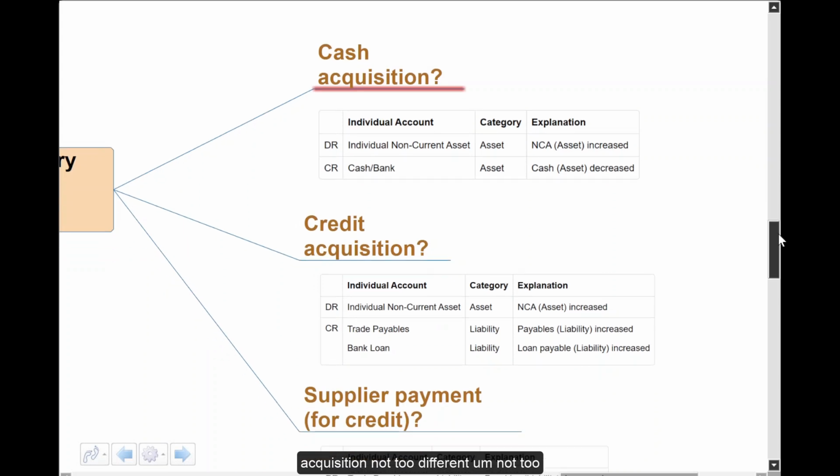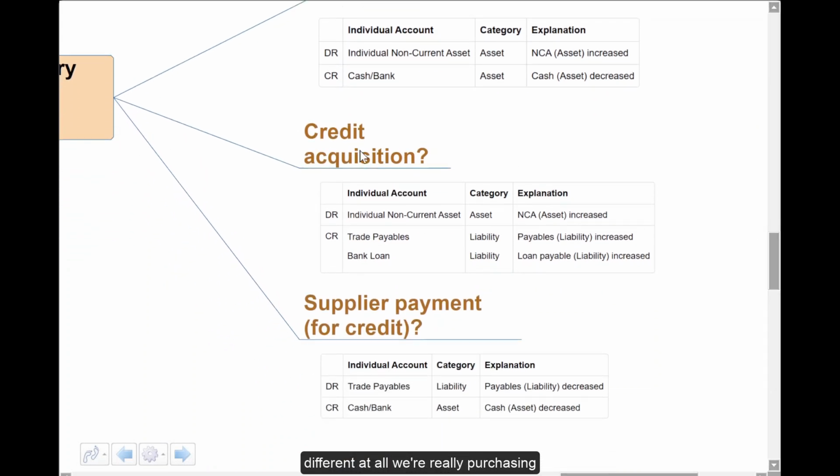What about a credit acquisition? Not too different at all. We're really purchasing something on credit. In this particular case, there's an assumption in this section of the study hub that it's on a loan. So we've taken out a bank loan, let's say, to purchase a car. So the first entry is exactly the same. Debit NCA or the individual NCA account, so increase the non-current asset. Yes, that's in line with my rule: debit assets and expenses to increase them. What about the credit side?